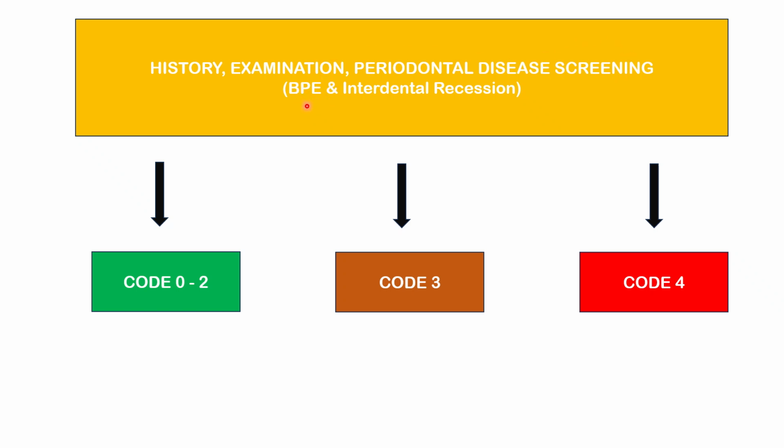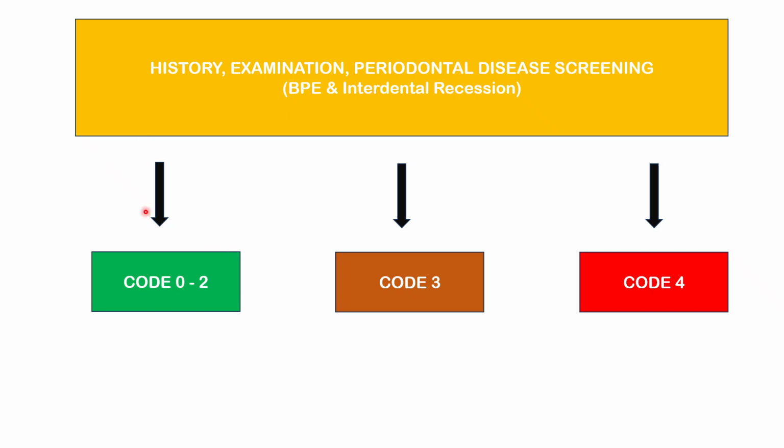In this BPE, we use a WHO probe with a 0.5 mm ball tip and a black band between 3.5 to 5.5 mm. In this BPE, the whole mouth is divided into 6 sections, and we record the highest score in each section.